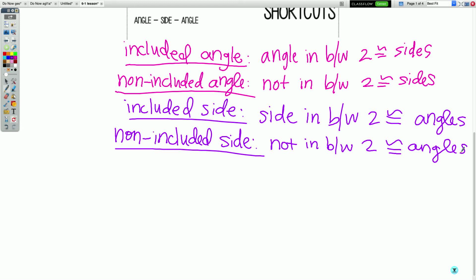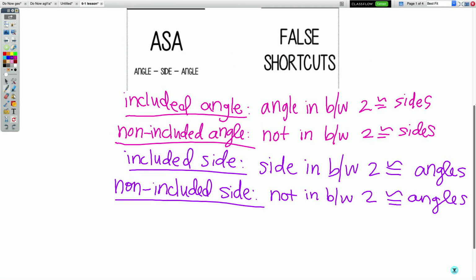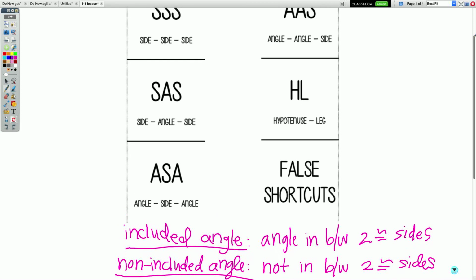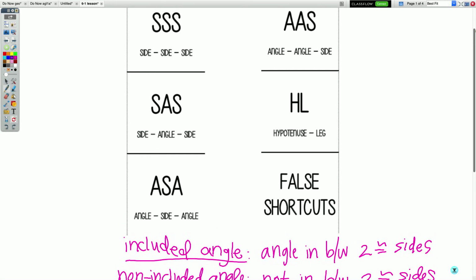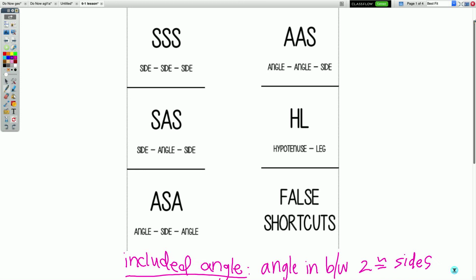So let's talk about what congruent means one more time. Congruent means what? That should be an easy word for us. Equal or the same. So if we think about a triangle, what is a triangle made up of? 3 sides and 3 angles, right? So if all of those angles and sides are congruent, then I know that my triangles are congruent. So there are 5 different ways, or 5 different combinations, that we can use to prove that triangles are congruent.